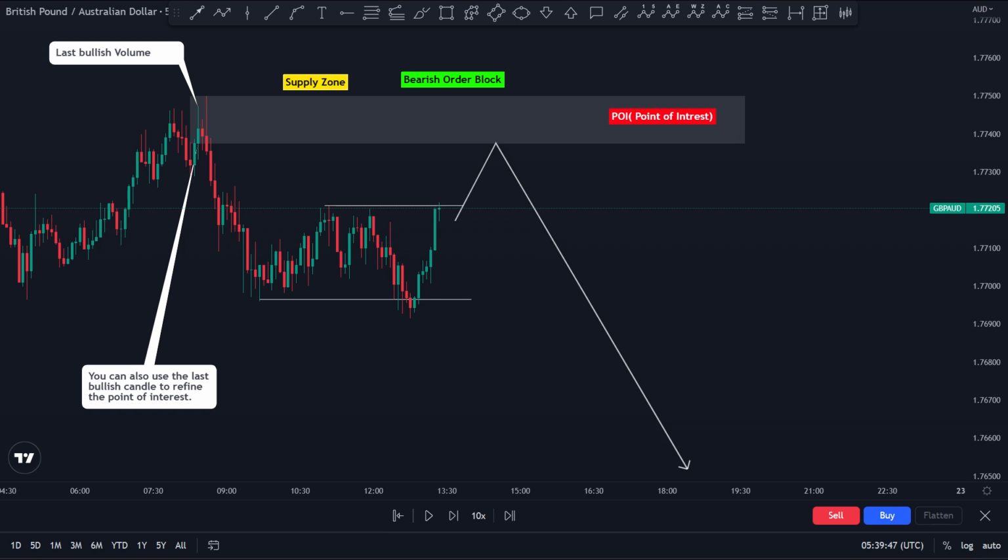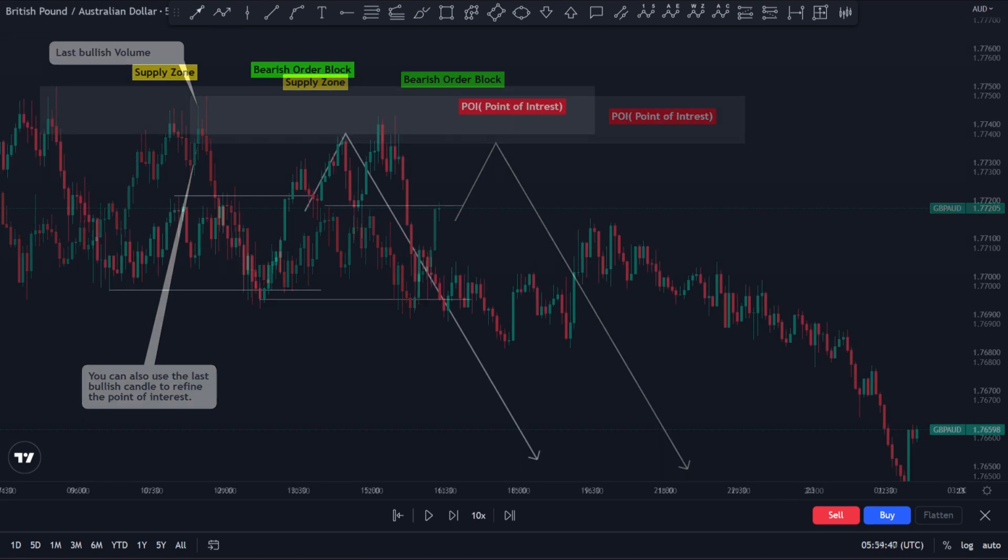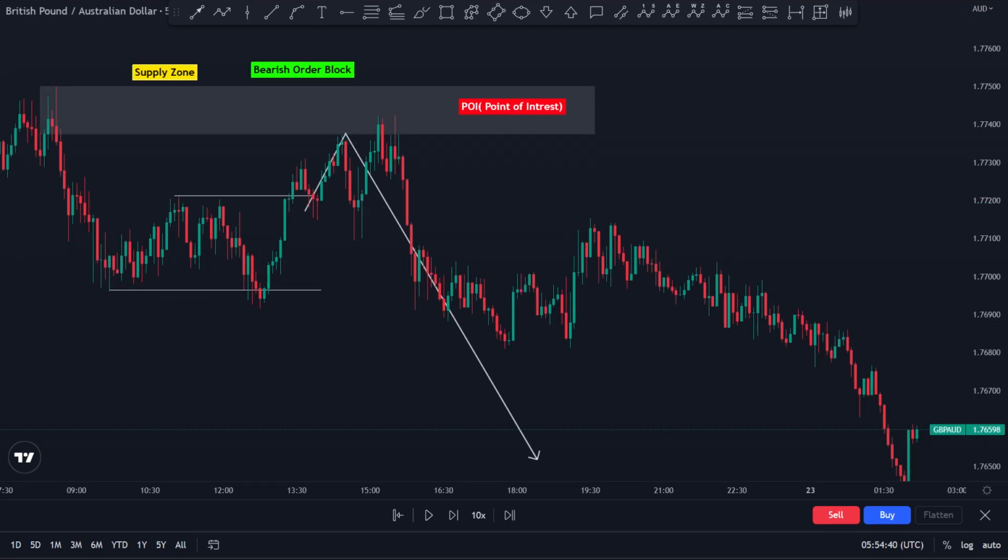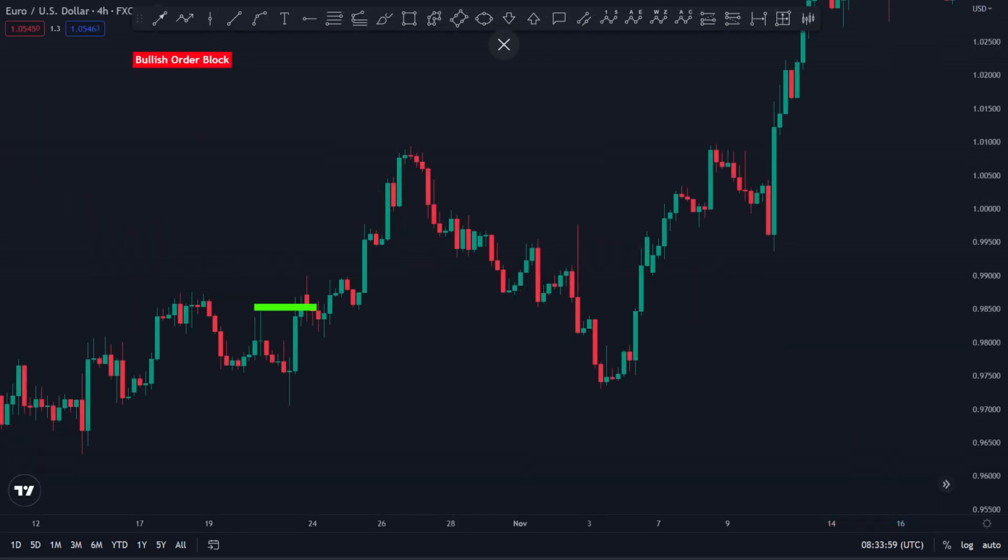This in the end will refine your potential entry point. Boom. Now we can see that price dropped lower by using this simple concept. Now let's do another example which is going to be a bullish order block. In this example we will do this area with full details.